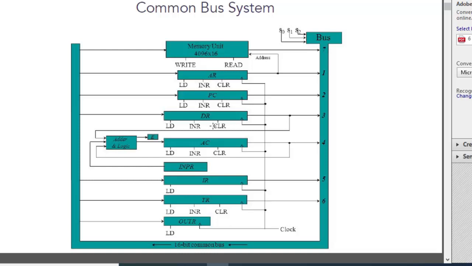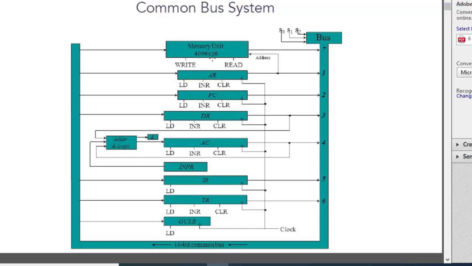So a path must be provided to transfer the data from one register to another and to transfer the information between memory and register. The number of wires will be excessive if connections are made between the output of each register and the input of the other register. So a more efficient scheme for transferring information in a system with a number of registers is to use a common bus. So here we are using the common bus system for the data transfer between the registers and between the memory unit and the registers.